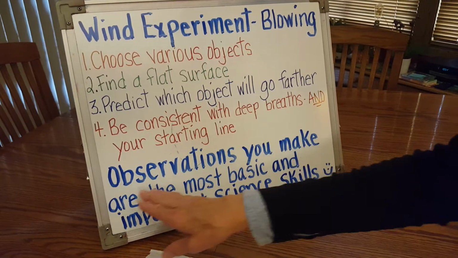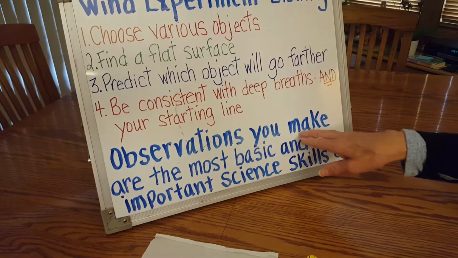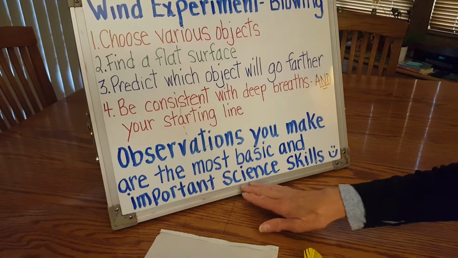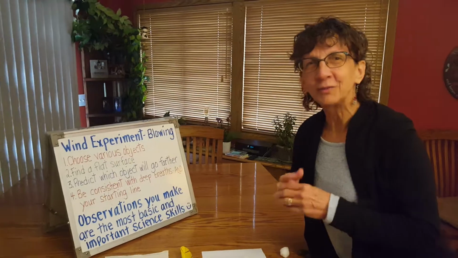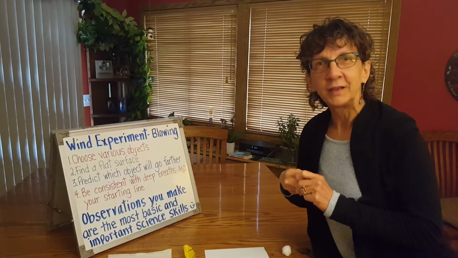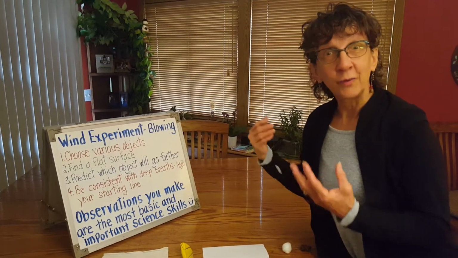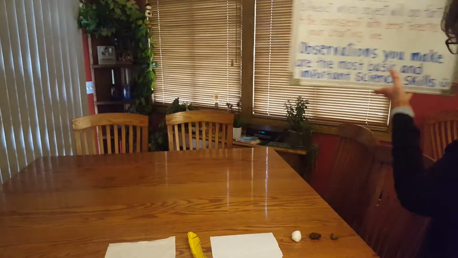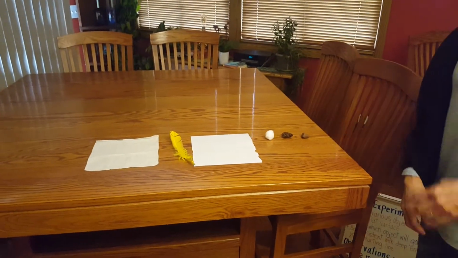Okay, and this last part here is super important. Observations you make are the most basic and important science skills. I hope you always remember that. We've had fun doing a lot of different experiments. We've talked about noting, making observations, predictions. So I am going to move this board off to the side because for me, I'm going to use the table here. So I'm just going to switch places with my camera person.